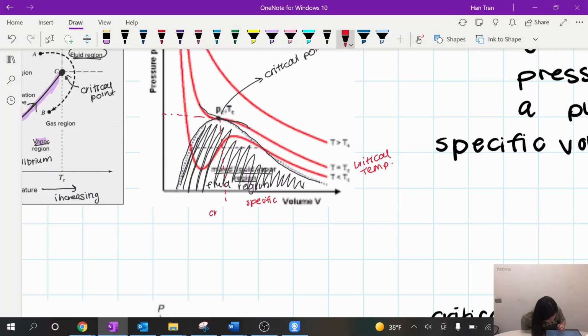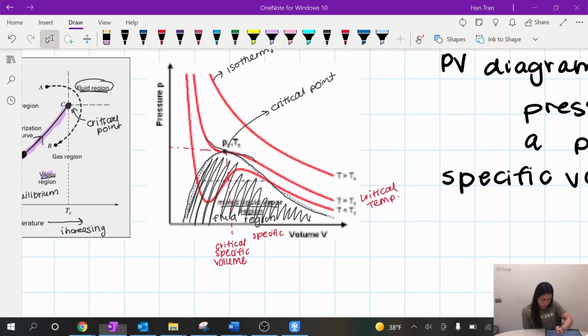And then down here is the critical specific volume. That means at that point, this is the volume that the substance, in our case water, needs to be at in order for it to reach its critical point. And then likewise, this is the critical pressure. Similar to temperature and volume, it's the pressure that is needed for the substance to reach its critical point. So when the substance is at its critical temperature, critical specific volume, and critical pressure, it will be at this critical point.